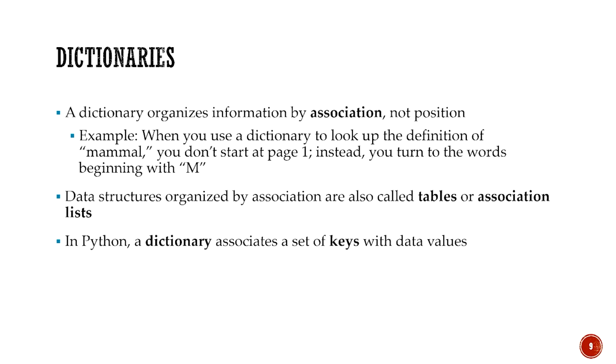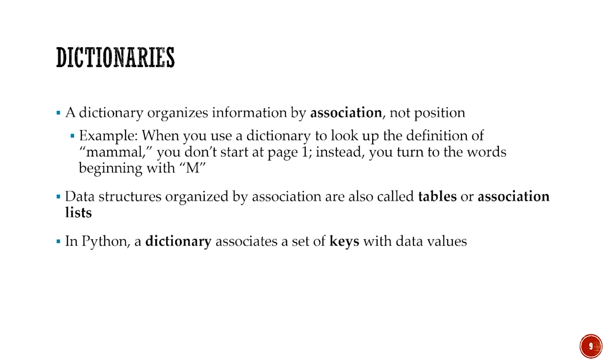and start learning about a new data structure called dictionary. Okay, a dictionary organizes information by association, not position. In list, we had a sequence of items, and for each item, we had an index, a position. But for dictionary, we organize information by association. Here is an example which explains it better. When you use an English dictionary to look up the definition of mammal, you don't start at page 1. Instead, you turn to the words beginning with M. So there are different categories, A through Z. And if you want to find mammals, you go to the category starting with M.